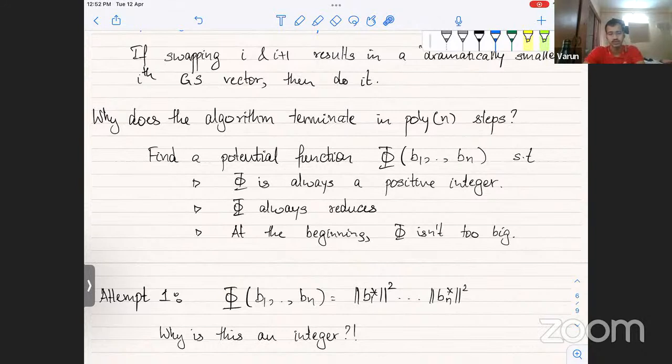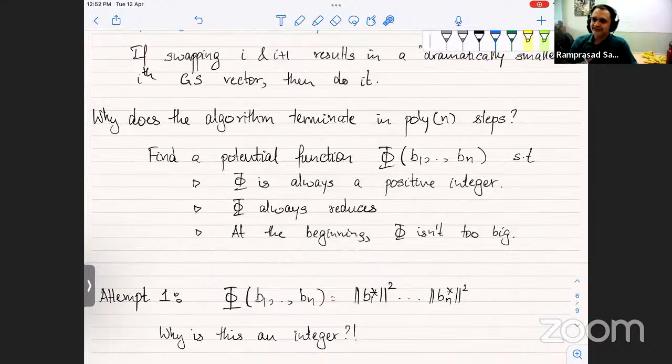So these are the Gram-Schmidt vectors, so it's not the original basis vectors. I somehow need to argue that the Gram-Schmidt vectors give an integer too. So can I write this expression in terms of the matrices somehow?